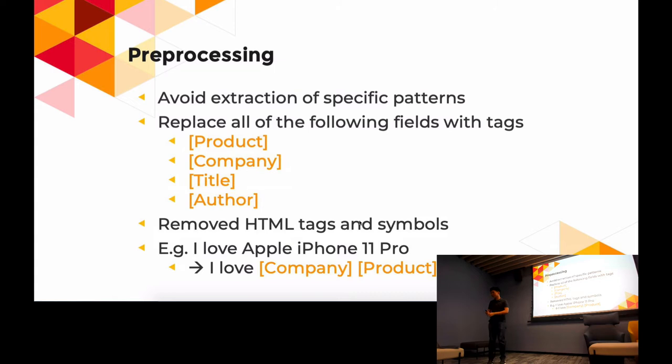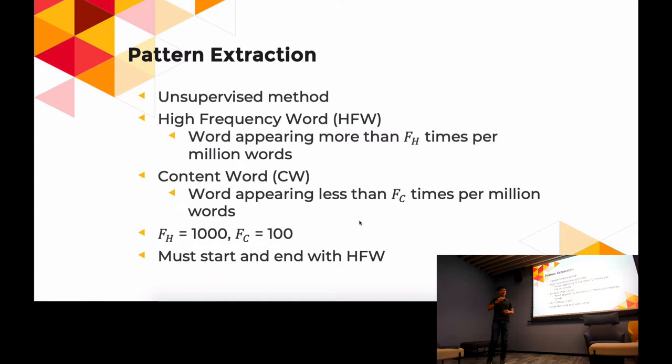For pattern extraction, there are high frequency words and content words. High frequency words are words that appear more than H times per million words, and content words are words appearing less than C times per million words. In this paper, they've set H as 1,000 and C as 100. For the patterns, the sentence has to begin with a high frequency word and also end with a high frequency word.